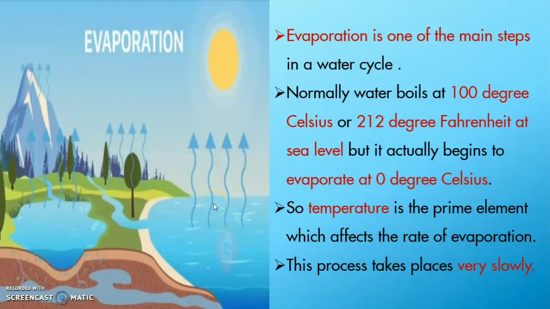Children, evaporation is one of the main steps in a water cycle. Children, normally water boils at 100 degrees Celsius or 212 degrees Fahrenheit at sea level. But it actually begins to evaporate at 0 degrees Celsius itself. So, children, because of the heat of the sun, evaporation takes place on the surface water. So, as I already told you, temperature is the prime element which affects the rate of evaporation. And this process takes place very slowly. Is it clear, children?